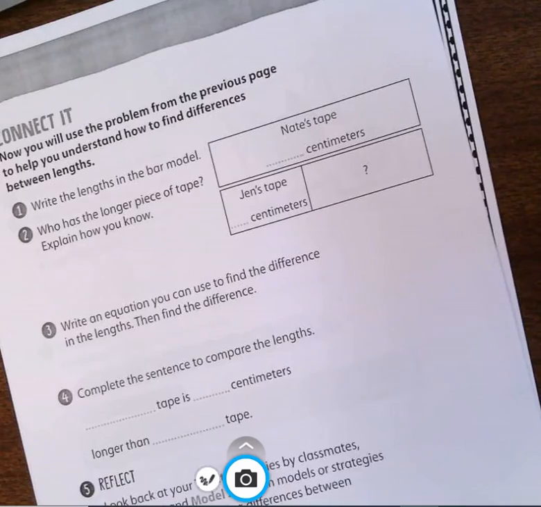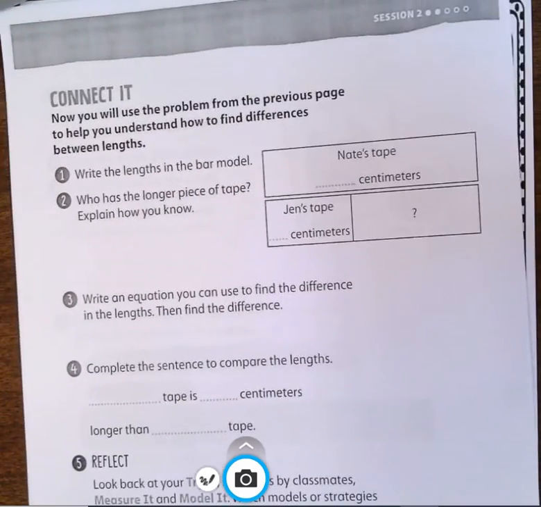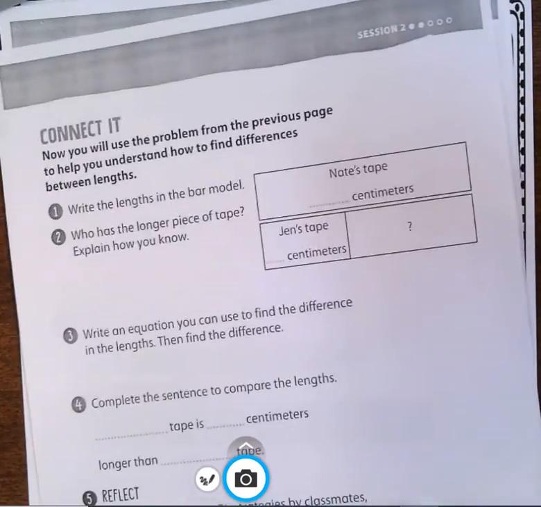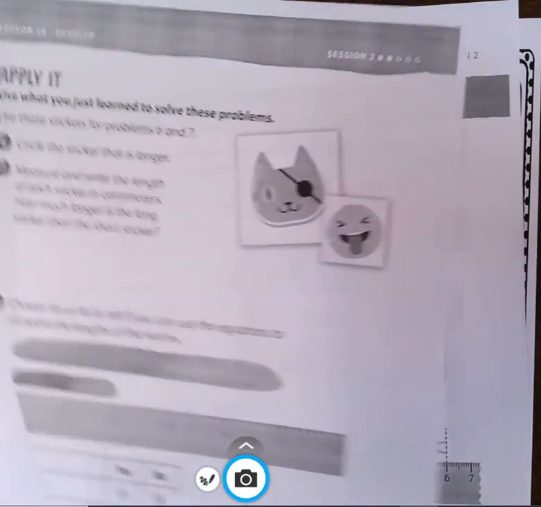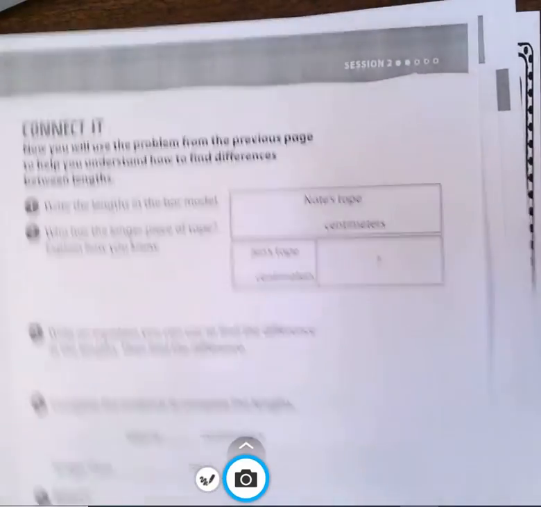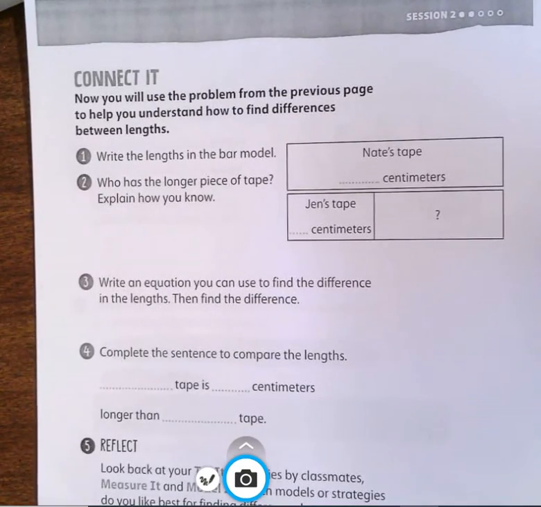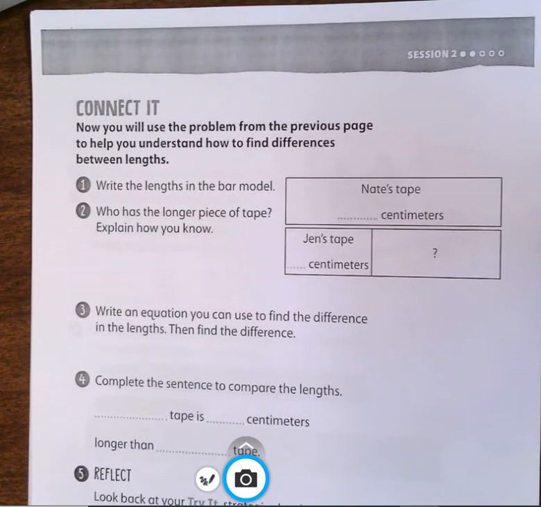Okay, so now you're going to do pages 575 and 576 by yourself. And then you're going to come back and we'll do... Wait. No, you're not. We're still doing this together. Okay. So now we're on page 575. We'll do this one together.